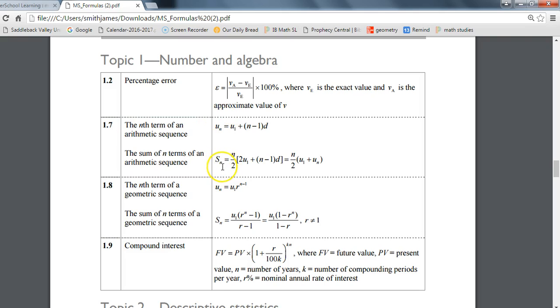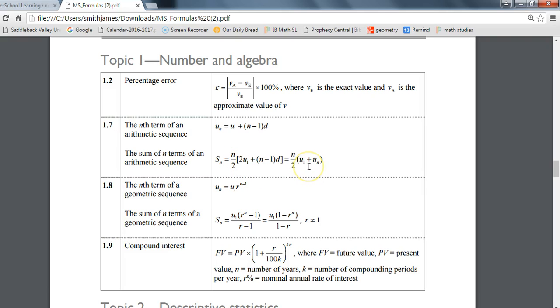The S of n formulas are used for sums. And so anytime you're asked about a sum, this is your go-to. You'll notice there's 2 formulas here. One is shorter. This one on the right is shorter. This one right here is longer. The difference between the two is you can only use the shorter one in certain cases. You can always use the longer one.